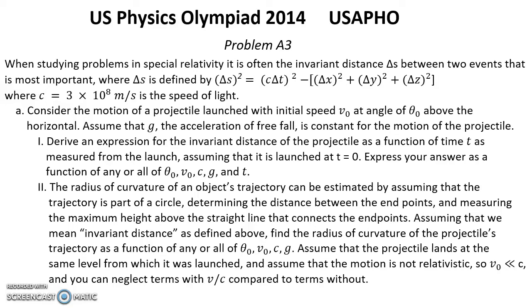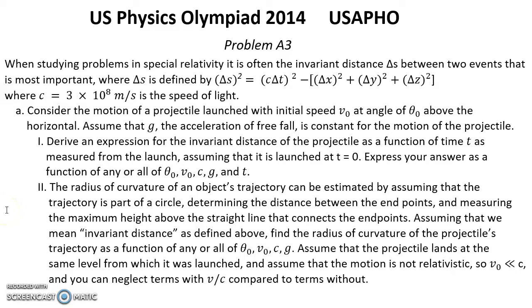US Physics Olympiad, year 2014, USAPHO. Final exam. Problem 8.3. When studying problems in special relativity, it is often the invariant distance ds between two events that is most important, where ds is defined by this equation, where c equals 3 times 10 to the power 8 meters per second is the speed of light.